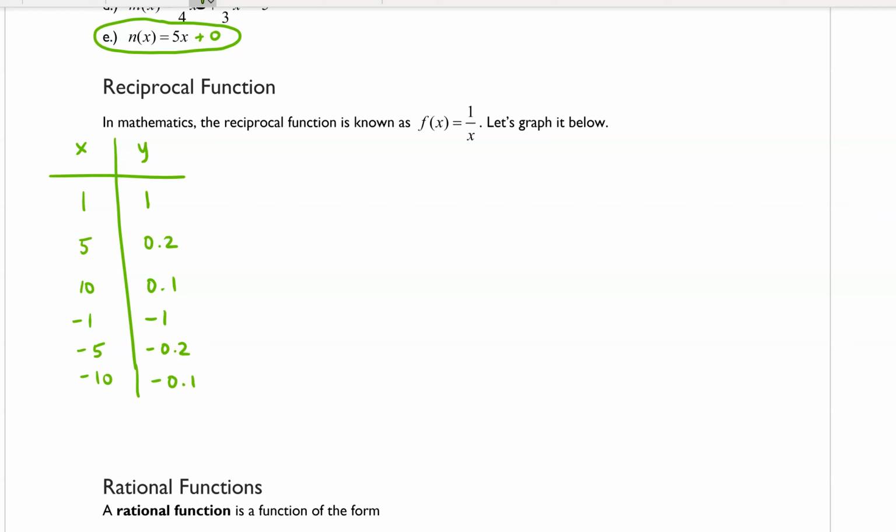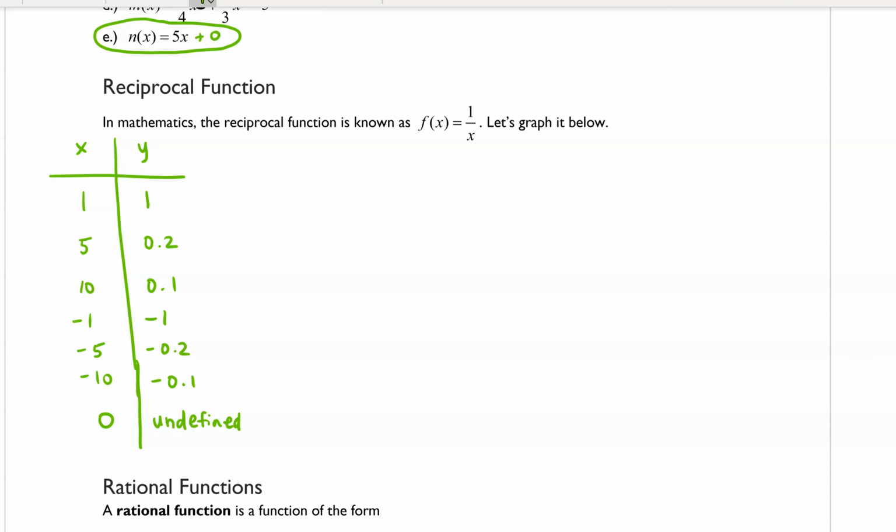All right, now I have a question for you. What if I plugged in 0? Then our output would be 1 divided by 0. However, it is very likely that if you've taken a math class before, you will have heard that you cannot divide by 0, and we say that this is undefined.